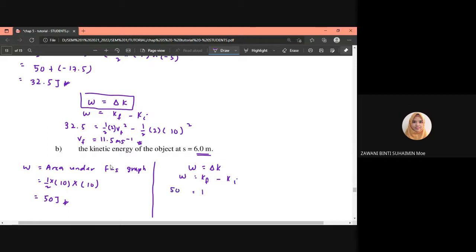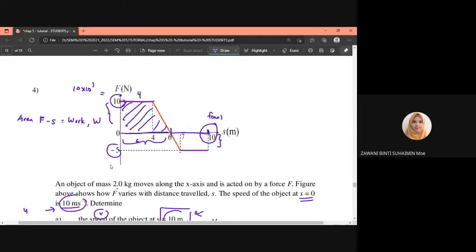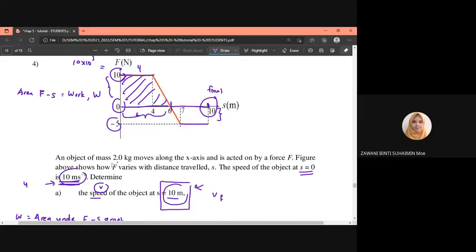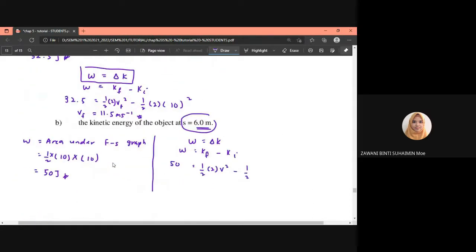Okay, so sekarang ni work kita dah ada. So K final 1/2 MV. M dah ada kan 2 V final. So sekarang V final kita adalah dekat S is equal to 6 meter. Okay, so maksudnya our V initial still samalah iaitu dekat 0. S is equal to 0 dan dah diberi pun velocity dia yang ini. Okay, so kita boleh pakai je balik. Okay, so M 2 initial velocity adalah 10. Okay, so bila kita calculate, okay, kita akan dapatlah total kinetic energy.